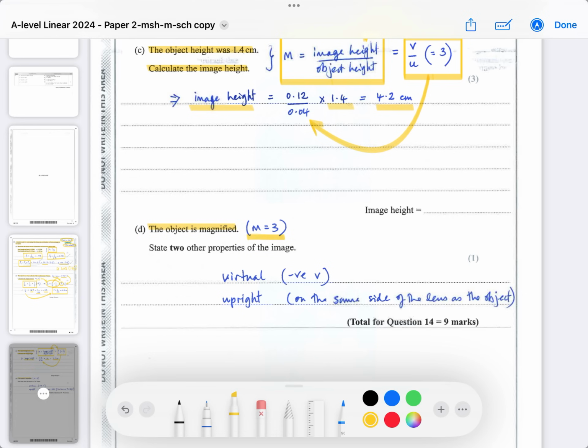It's 3 times magnification. State 2 other properties of the image. So we know it's virtual because the answer was a negative value for v. And we know it's upright because it's on the same side of the lens as the object. So when that happens, you have a magnifying effect like a magnifying glass. So I hope this makes sense for your first lenses question if you are doing international A-level. And this comes up mainly in year 12 linear. Okay, so I'm going to stop there, take a pause, upload this, and then come back and do question 15.